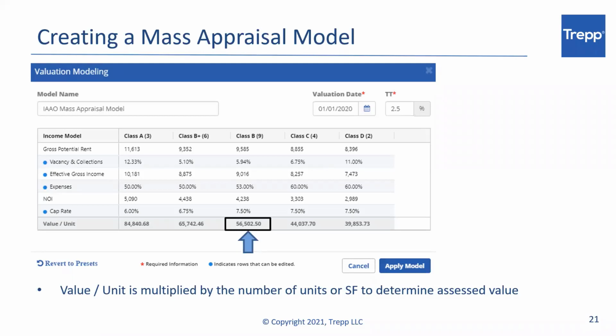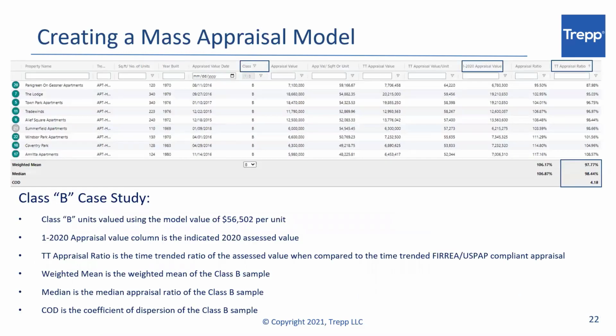In this case, once the model has been created, you simply click Apply Model, and it would apply those individual value per unit multiplied by the number of units or square foot to give you an indication of what the assessed value should be. So in this particular example, we're going to stick with the Class B properties. You can see in this model for the assessment date as of January 1st of 2020, what those indication of values are. And then we do a time trended appraisal ratio analysis.